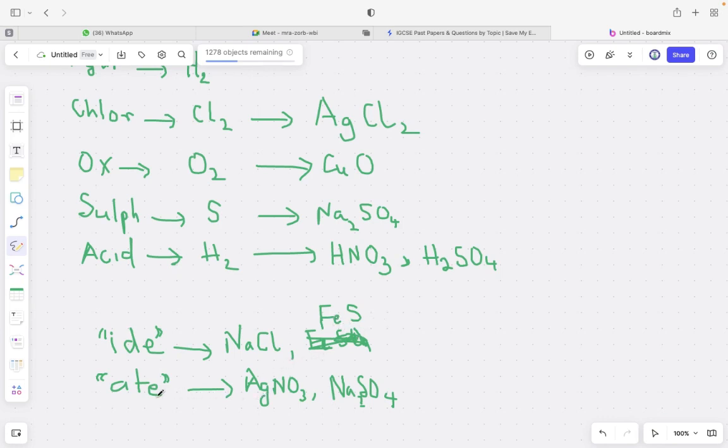Is that okay? For ATE, any name that ends with ATE, like silver nitrate, sodium sulfate, they have those two elements, silver and nitrogen, and then there's oxygen in addition to it.